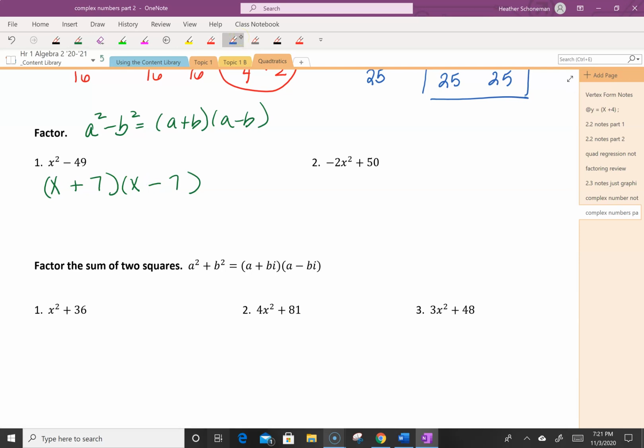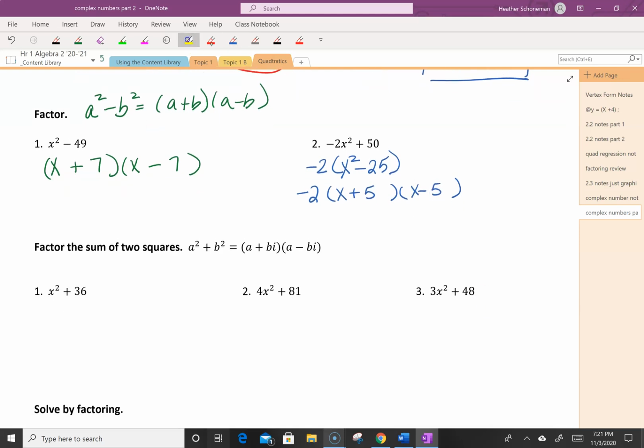Now, on number 2, it doesn't work quite that easily because it's a binomial. We don't have a minus sign, so we can't take the square root. However, when we factor, we cannot start factoring with a leading coefficient of negative. So I'm going to look to see if I have a greatest common factor. And I do. It's 2, but I'm going to take out a negative 2. Negative 2x squared divided by negative 2 is x squared. 50 divided by negative 2 is negative 25. Now it's the difference of squares, and I can rewrite this as x plus 5, x minus 5.